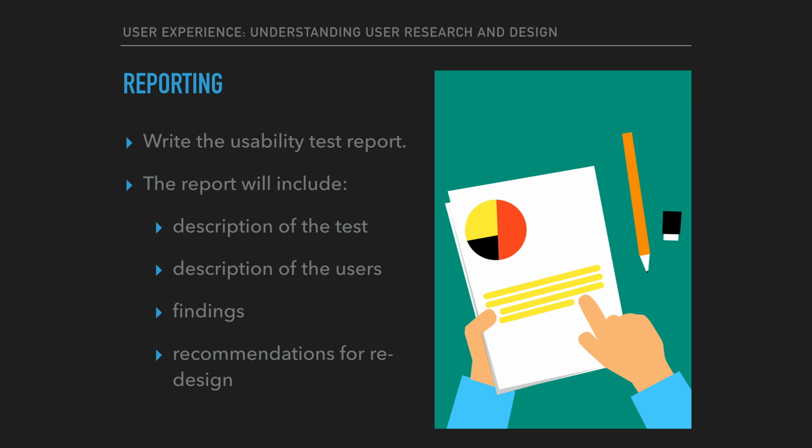Finally, after in-depth analysis and review of the usability tests, the researcher will need to write the usability test report. The report will include both the problems that the users encountered as well as the ideas the researcher presents on how to solve those problems. Specifically, the report should include a description of the test, a description of the users, findings and recommendations for a redesign.